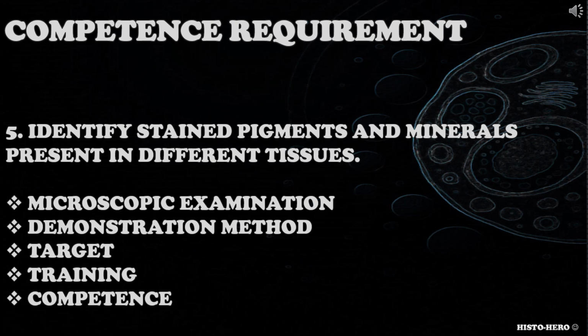The fifth competence requirement is for you to identify stained pigments and minerals present in different tissues. How would you identify pigments and minerals? Consider microscopic examination of stained slides, demonstration method used and the target mineral or pigment, your training and competence.